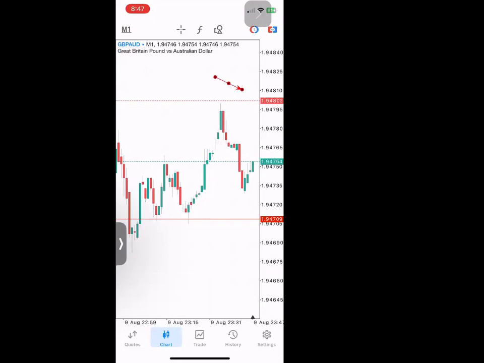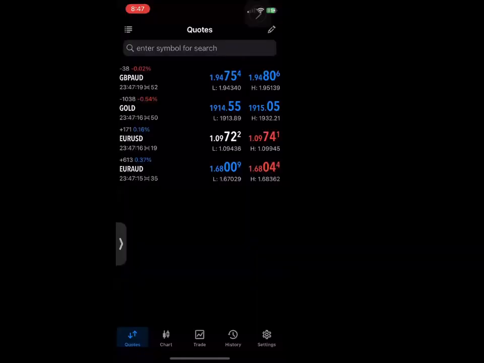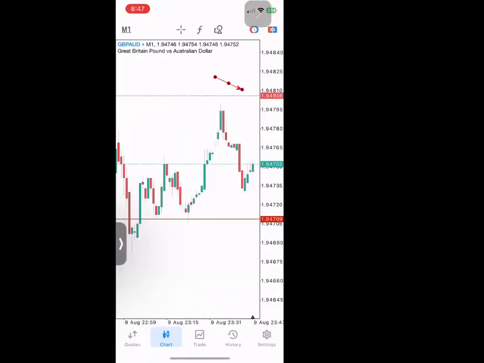So this is what you can see here when you come to the quotes. They have two prices. When you come to the charts on the M1, you can see the two prices here as well. The space in between the red line, or the price here, and the price down here is called spread. So the spread is just the space between the buying price and then the selling price.